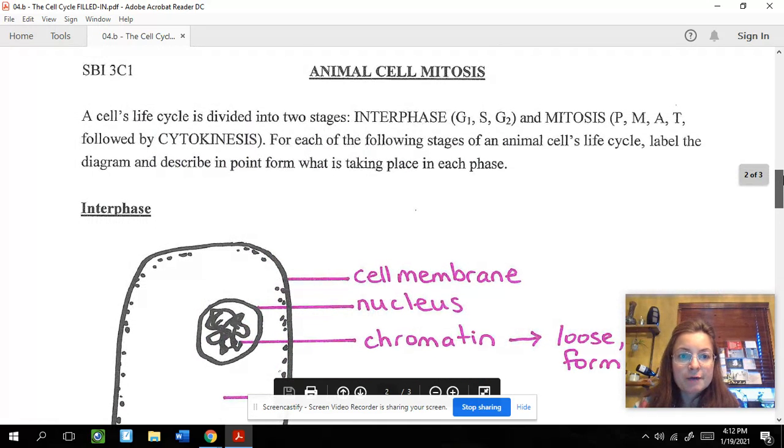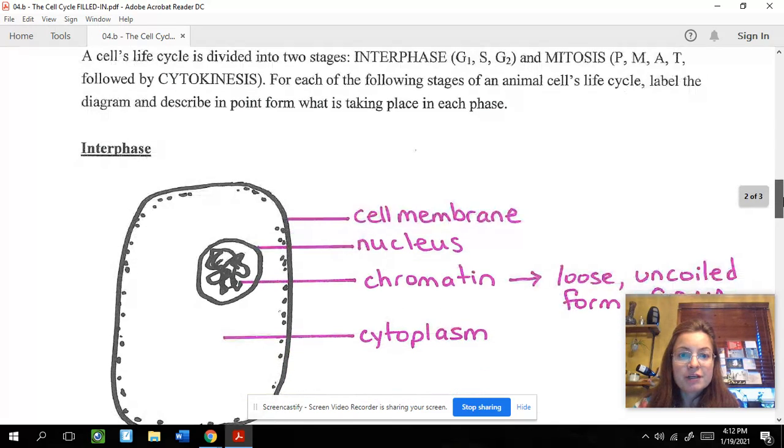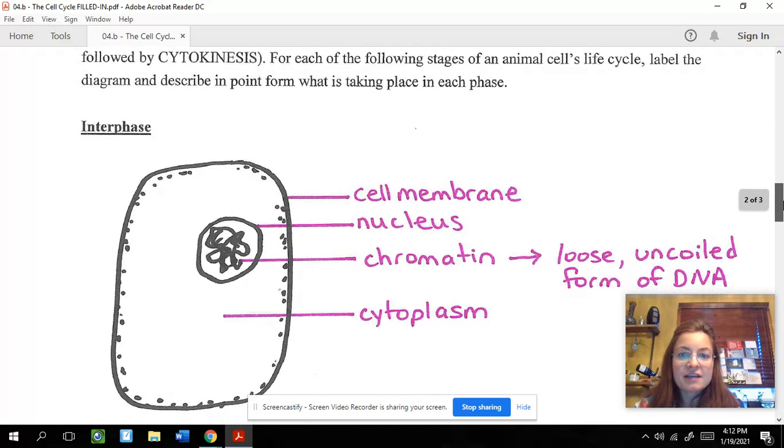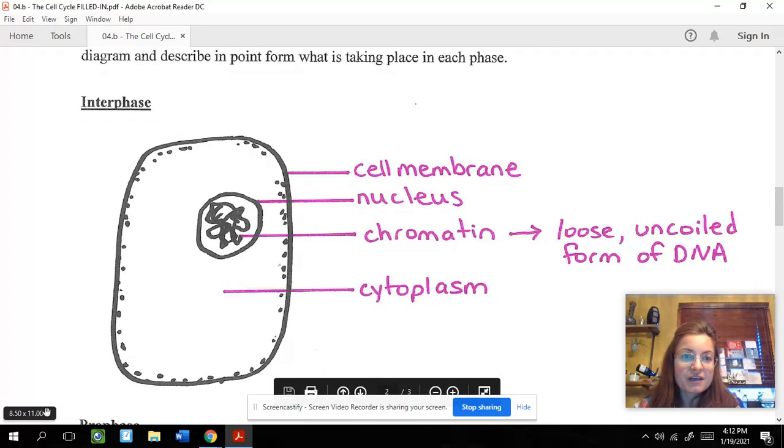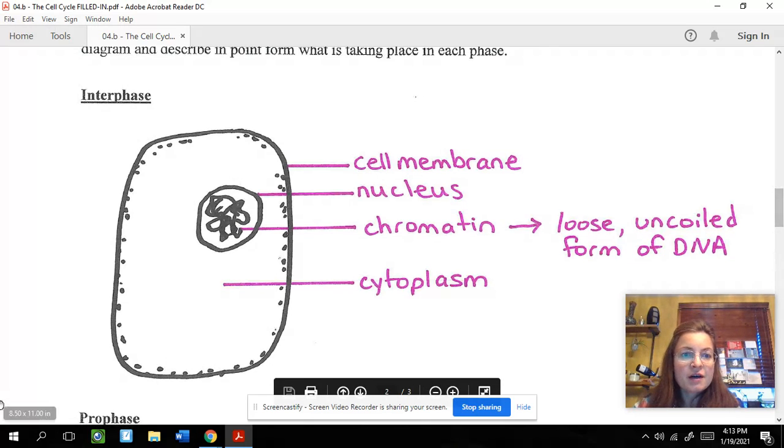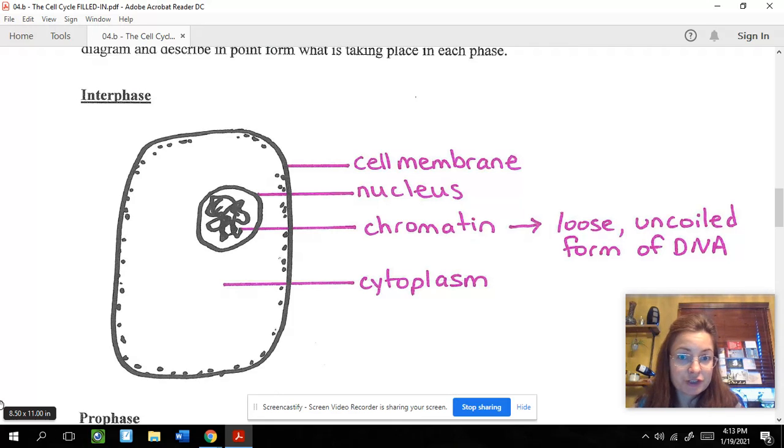So we are going to focus on animal cells here. And here we're going to take a look at a simple diagram of the cells in the various phases of the cell cycle. So here, interphase. Remember, interphase is not cell division. Interphase is when a cell is just carrying out its regular functions.